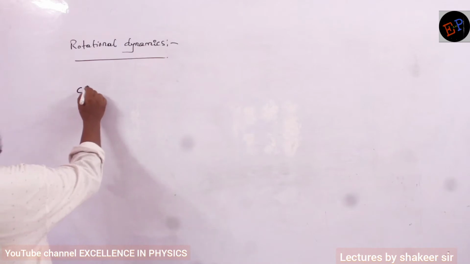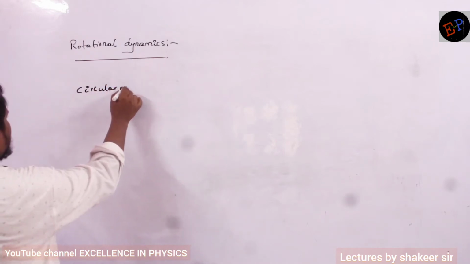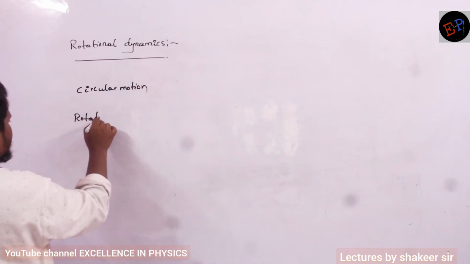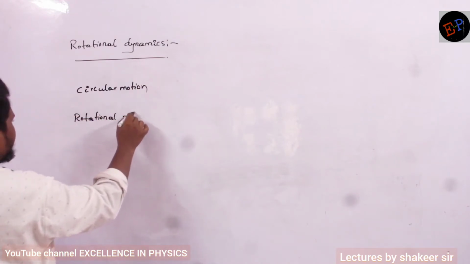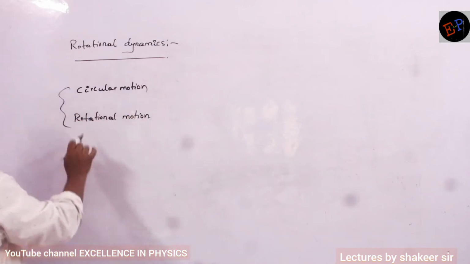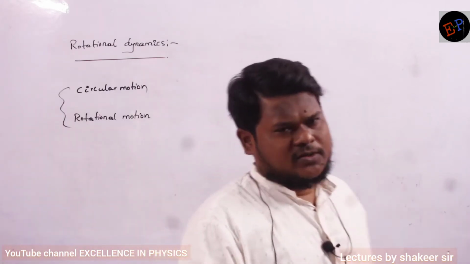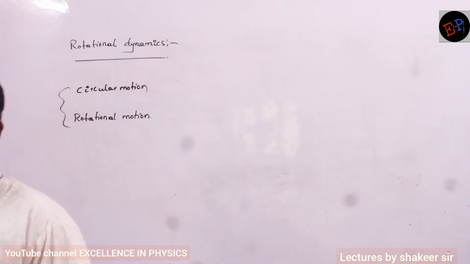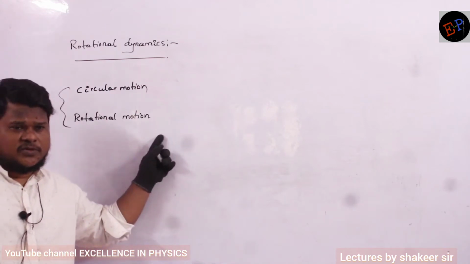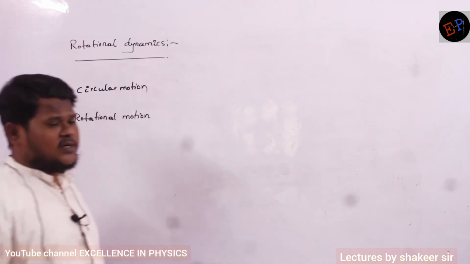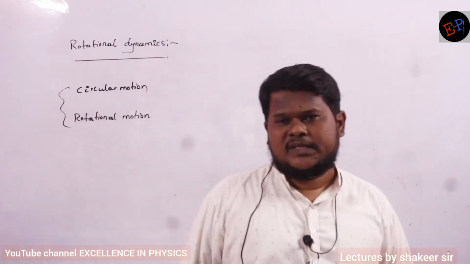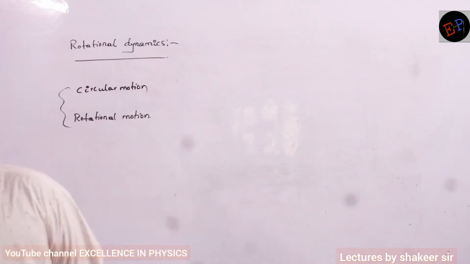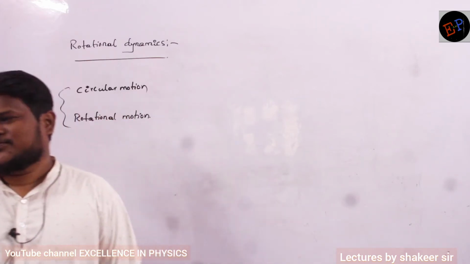Previously we studied circular motion. Now we are studying rotational motion. Previously we studied circular motion, horizontal circular motion, vertical circular motion, all we have studied. So now we are studying rotational motion. What is the difference between circular motion and rotational motion? Is there any difference or no difference?